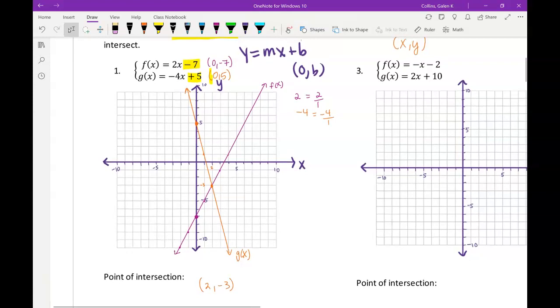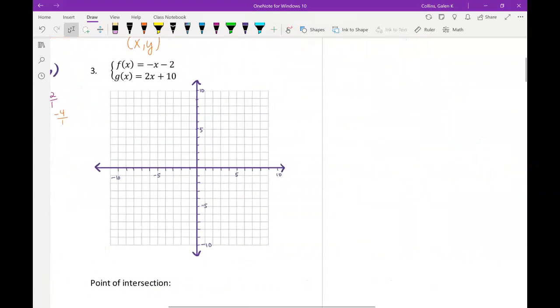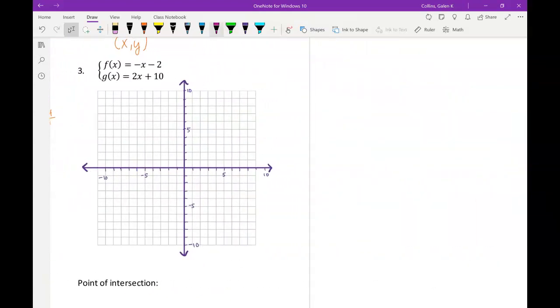All right, number 2, very, very similar. Or sorry, not number 2, number 3. So for f of x, I have a y-intercept of -2. So again, I could think of that as an ordered pair, 0, -2. But that is at -2 on my y-axis.